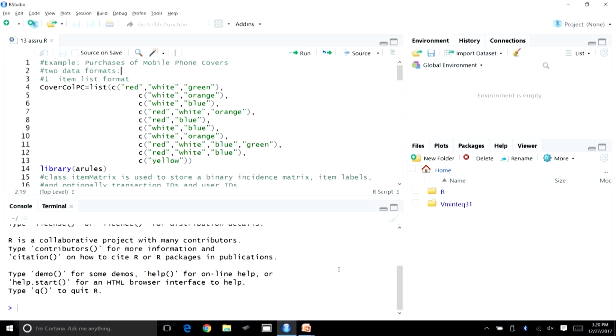You can see there, first one is red, white, green, then the second one is white, orange. So, each one is actually one transaction. So, some customer purchased these 3 mobile phone covers colored red, white and green. The second transaction where the white and orange colored covers were purchased. Then the third one is where white and blue, fourth one red, white, orange, then red, blue.